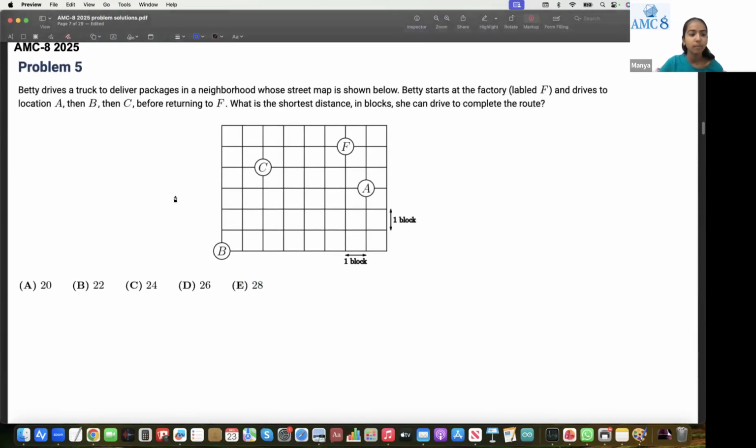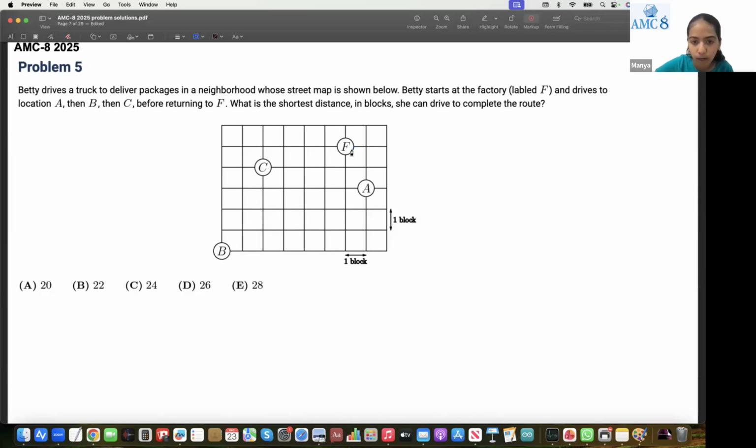Problem number 5. Matthew drives a truck to deliver packages in a neighborhood whose street map is shown below. Matthew starts at the factory labeled F and drives to location A, then B, then C, before returning to F. What is the shortest distance in blocks she can drive to complete the route? So she starts at F, and then she goes to A, right?